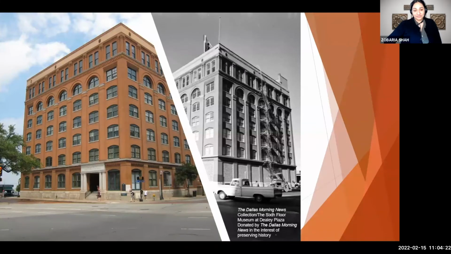And this is how the 6th Floor Museum looked in 1963. The 6th Floor Museum at Dealey Plaza is the historic site of the assassination of President Kennedy. On November 22nd, 1963, President Kennedy was on the campaign trail campaigning for the presidential election of 1964. The presidential motorcade went down Elm Street. As you can see, the street that's right in front of the newer building image, that's Elm Street.